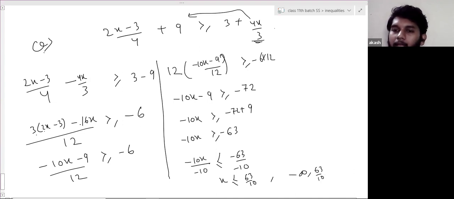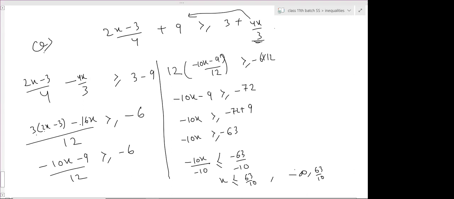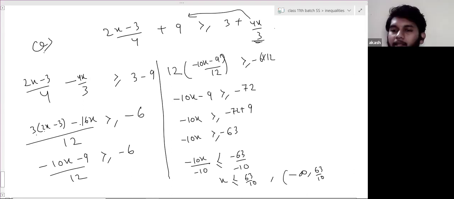And are these closed brackets or open brackets? Why put an open bracket at infinity? Minus infinity gets an open bracket, and this is a closed bracket. Why? Because we have the equality sign. All right. Always write the number that is less on the left than on the right.